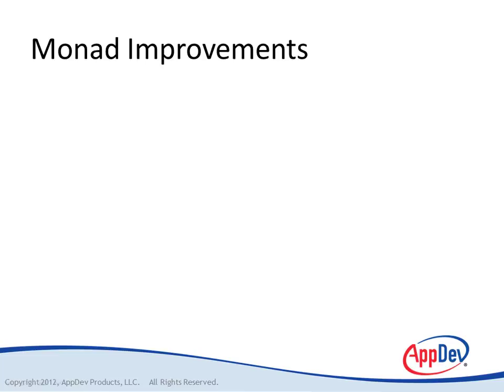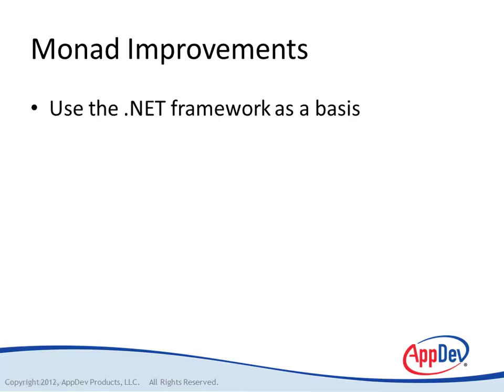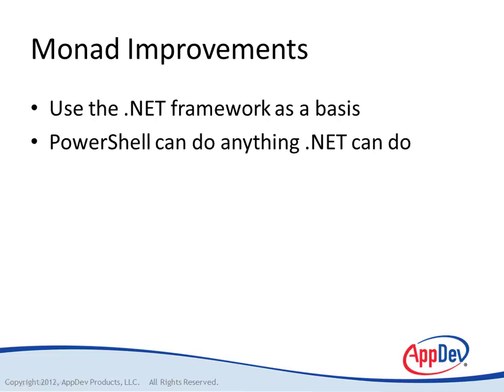So to address these points, the Monad team decided they needed to make a few improvements. The first one is that they were just going to use the .NET framework as a basis. So you could use any language you want because it's the .NET framework, but under the covers, the core data types and objects were going to be the same because they're going to run on top of the same framework. And so as a result of this, PowerShell literally can do anything the .NET framework can do. So the day that the Monad beta shipped, it was incredibly powerful because it had access to the entire .NET framework, which at that point was in .NET 1.1.